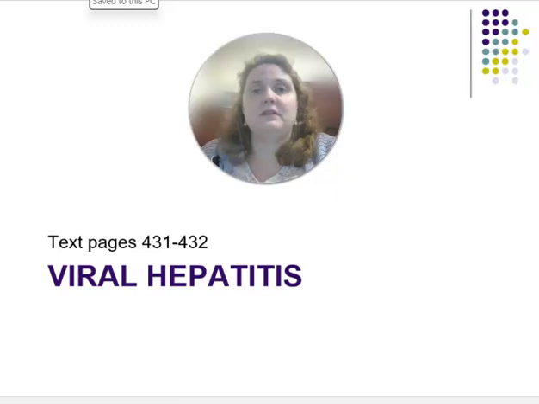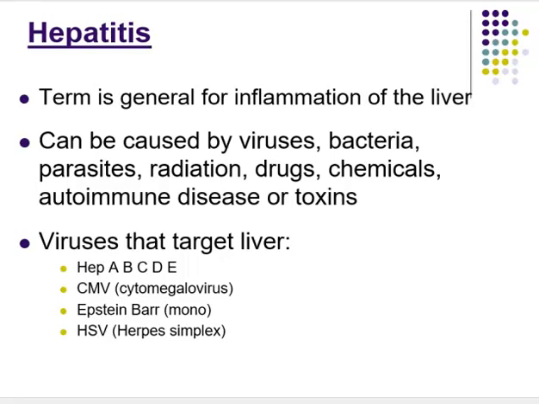In this portion of the lecture, we're going to be covering the different types of hepatitis. In general, the term hepatitis means inflammation of the liver, and hepatitis can be caused by a virus, a bacteria, parasites, radiation, drugs, chemicals, autoimmune diseases, or toxins. There's various viruses that target the liver. Of course, there are different types of hepatitis, A, B, C, D, and E, and we're going to talk about those more in detail here in just a minute.